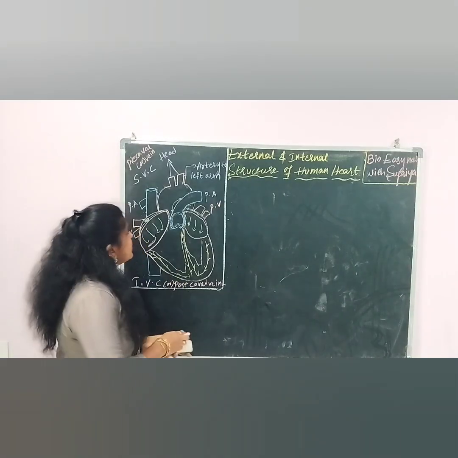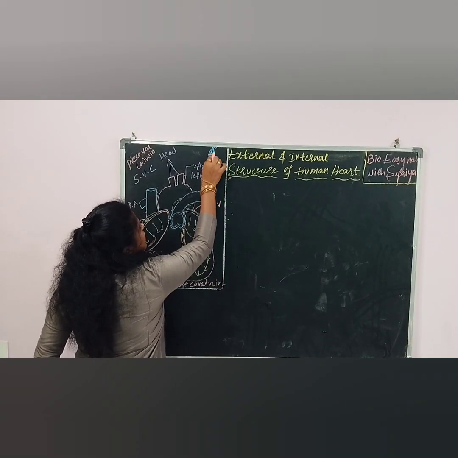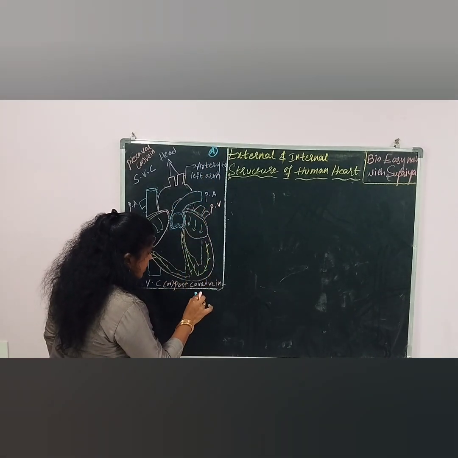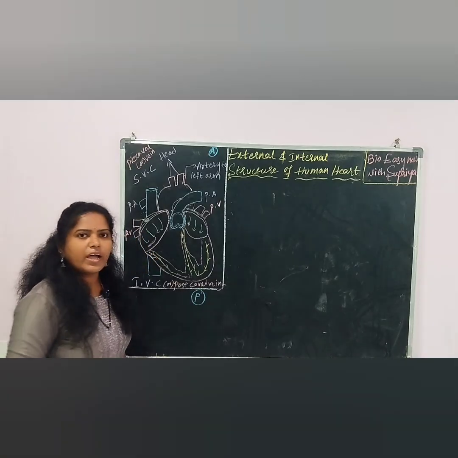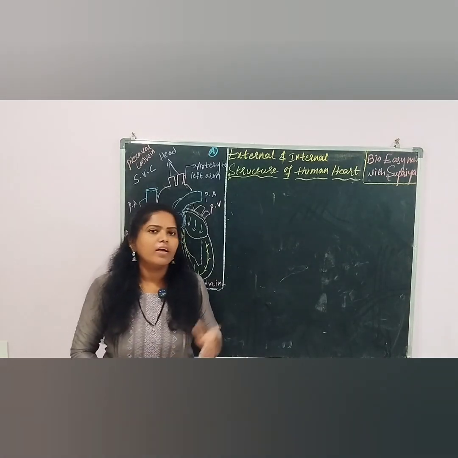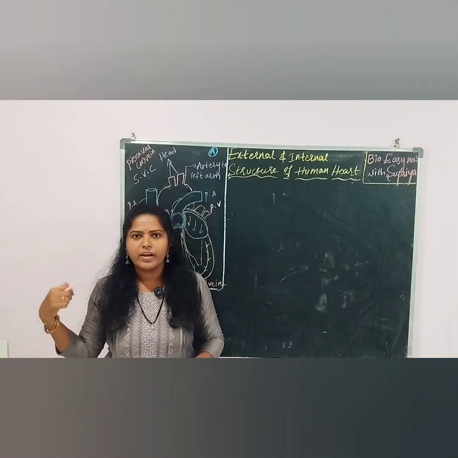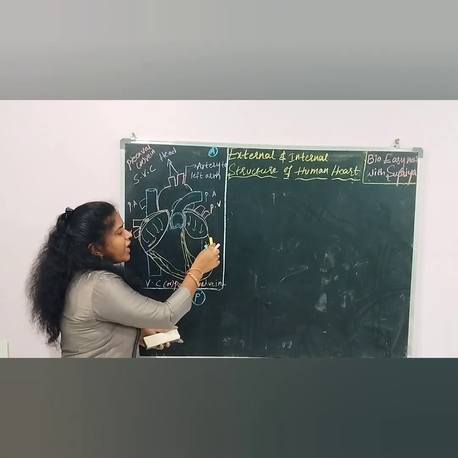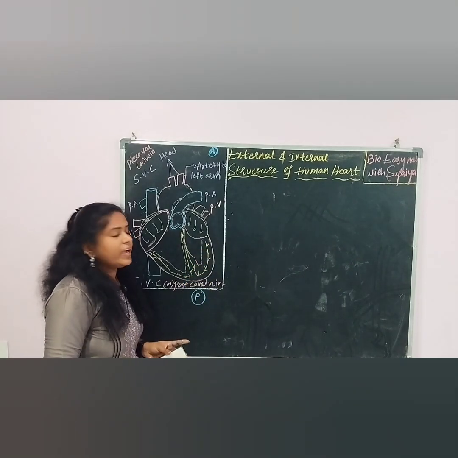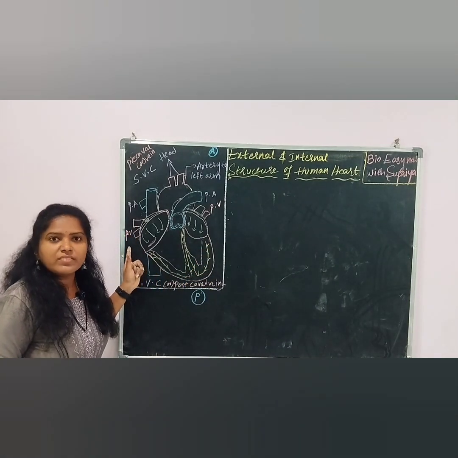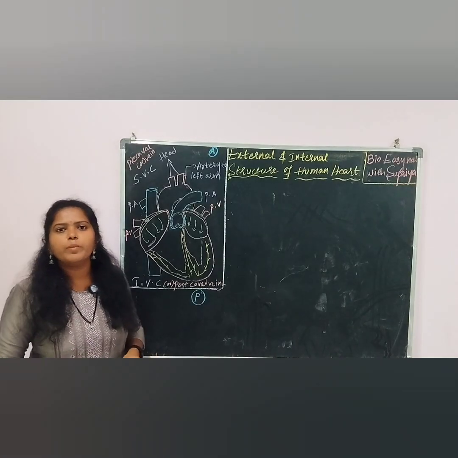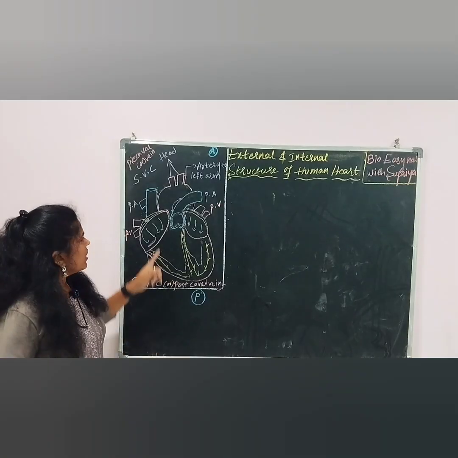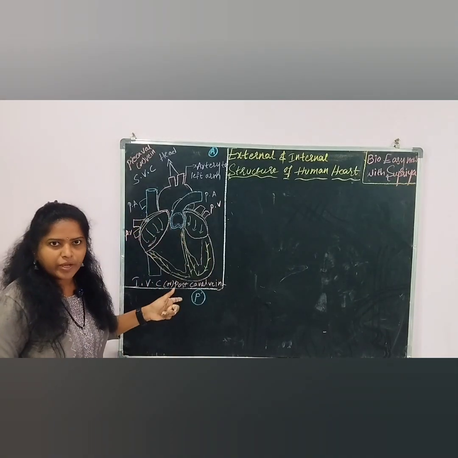And here, this is the anterior end. A means anterior end, the top one, and P means posterior end, the bottom. This is the left side of the heart and this is the right side of the heart. The left side of the heart always carries oxygenated blood, and the right side of the heart always carries deoxygenated blood. Oxygenated means what? Oxygen-rich blood.